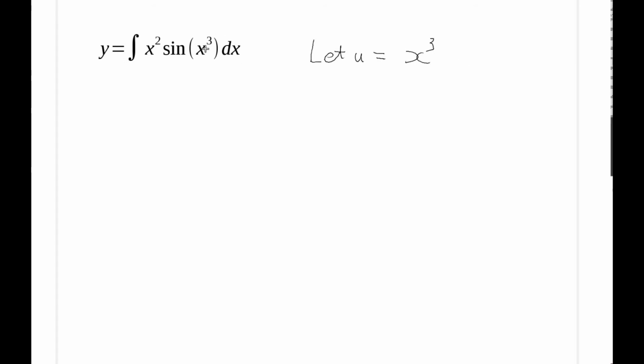Again, you can spot that when we differentiate this one, it's going to go to x to the 2, and that's x to the 2, so that's encouraging. So therefore du over dx will give us 3x to the 2.